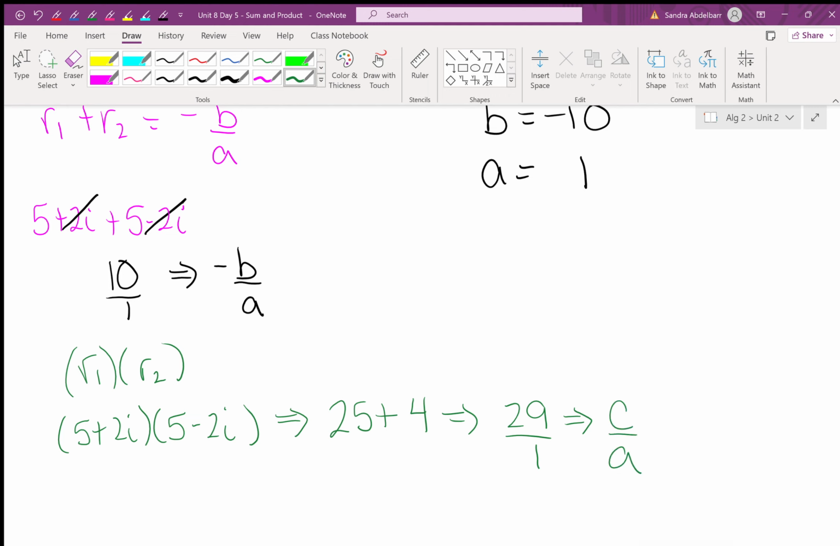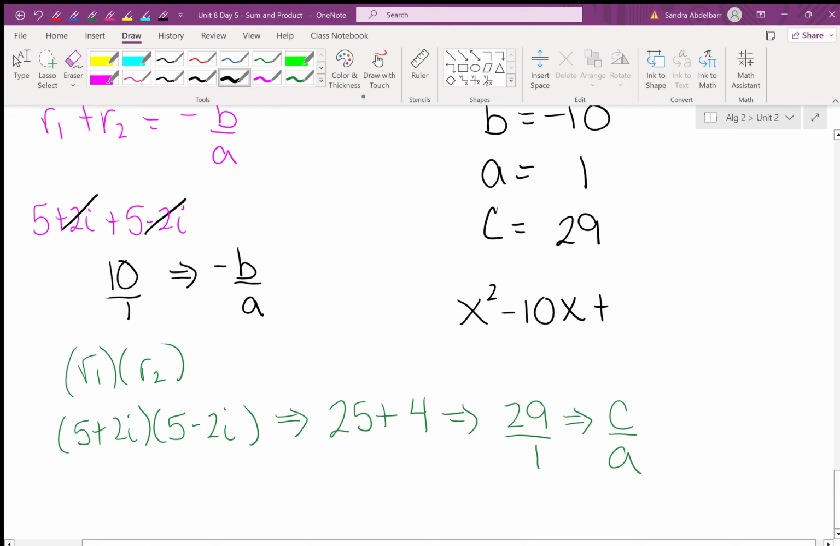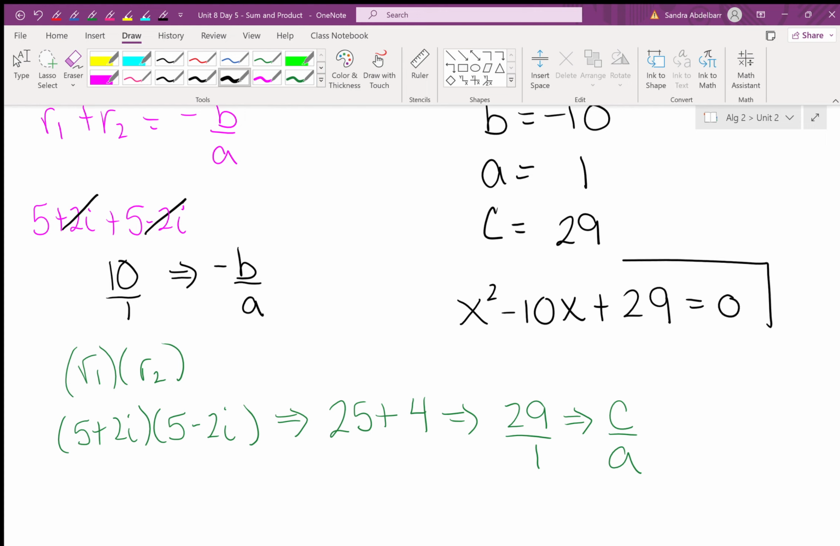So now, do we have the same a's in our sum of roots and product of roots? Both a's are 1, so we're in good shape. The last thing we need to add is our c, which is 29. Can we come up with a quadratic equation? Yes, it's going to be x squared minus 10x plus 29. Do I have to put equals 0? Yeah, because I asked for an equation. If we didn't, we'd get that wrong.